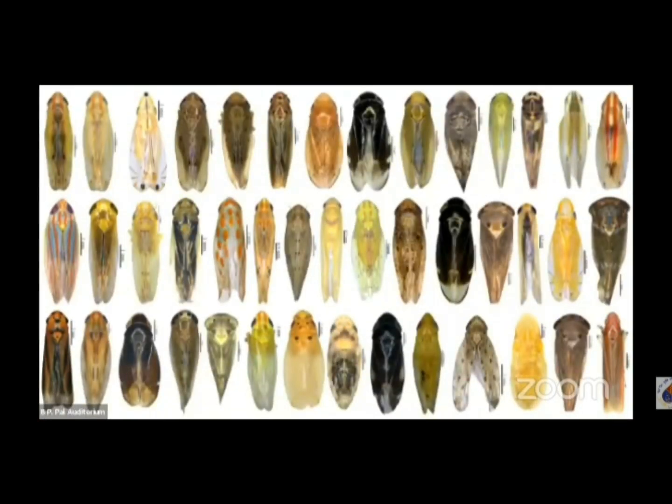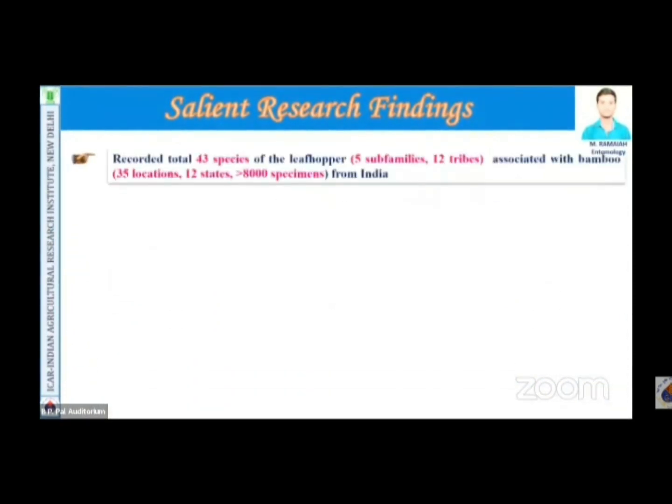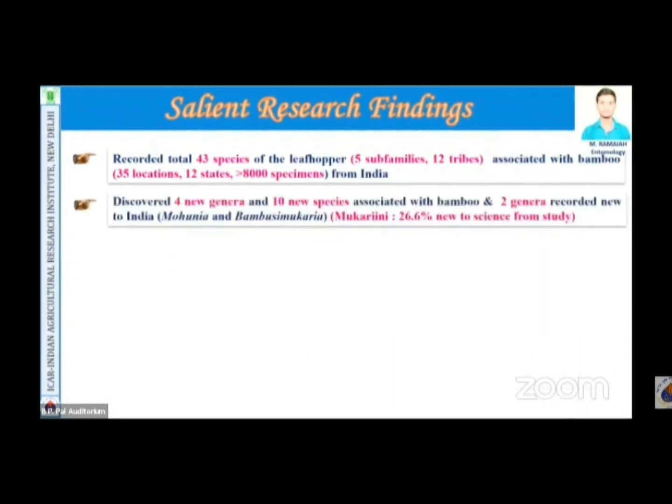So in a nutshell, a total of 43 species, out of which 10 were new species which I discovered from my study. With this, I would like to mention my salient research findings. We recorded a total of 53 species of leafhopper associated with bamboo from India, and discovered 4 new genera and 10 new species, and 2 genera which are new to India.